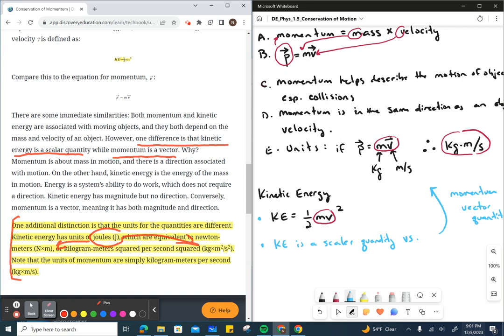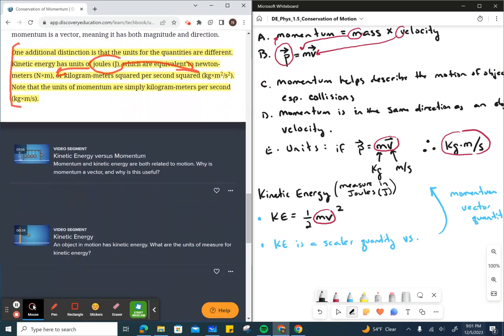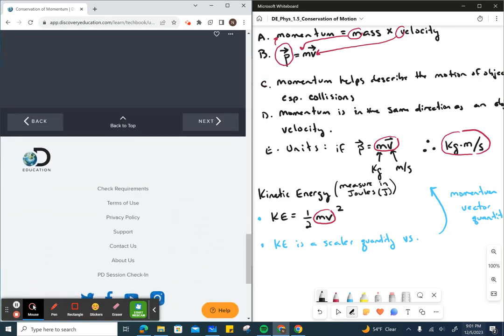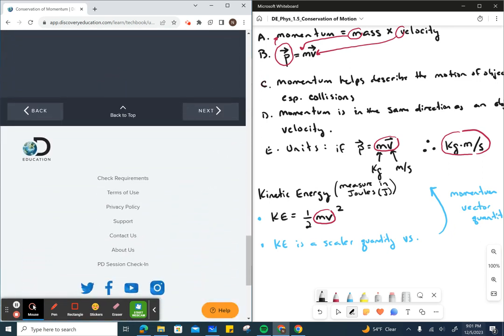Okay, kinetic energy. Let's just put this down. Measured in joules, okay, which is capital J. All right. And look at that. That's it. That wasn't too bad, was it?